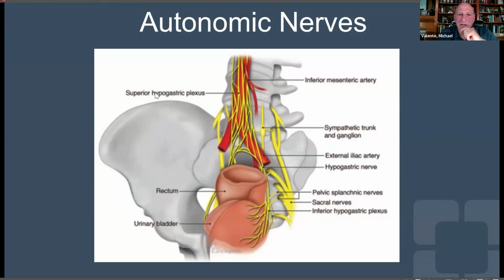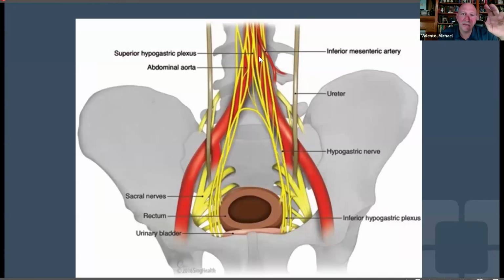The main players we're going to be talking about are the superior hypogastric plexus, the hypogastric nerves, the pelvic sphincteric nerves, and the inferior hypogastric plexus. These are some of the most important things we'll be talking about, in addition to the sympathetic trunk as well, which we'll see here. Just another view, and the superior hypogastric plexus is right at the area of the inferior mesenteric artery. So this is one area of damage to the superior hypogastric plexus.